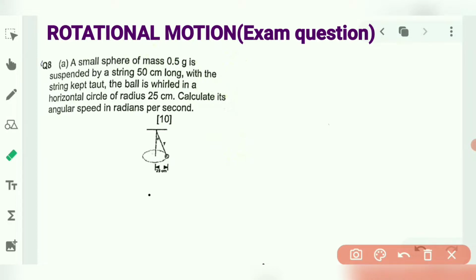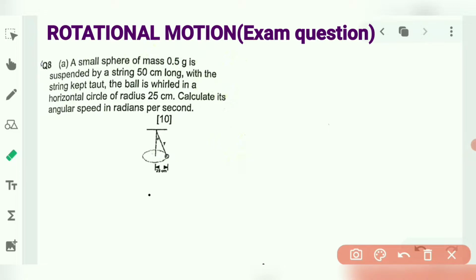So we're given a mass of 0.5 grams, which is suspended by a string 50 centimeters and has a radius of 25 centimeters. And we're told to calculate the angular speed in radians per second.